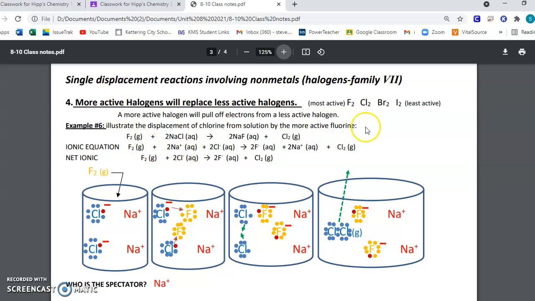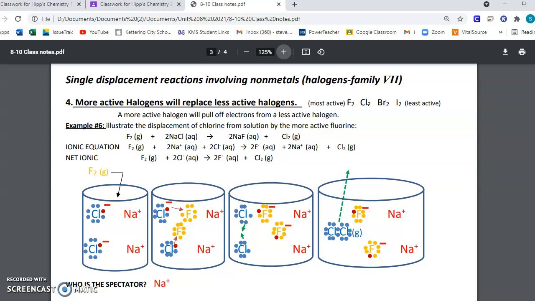Our fourth type, which is what we're going to be discussing in this video, is the final type of single displacement reactions, and this is where active halogens can replace less active halogens. Our most active halogen is fluorine. It can replace chlorine, bromine, or iodine in solution. Our least active is iodine. It can't replace any of the other ones in solution.